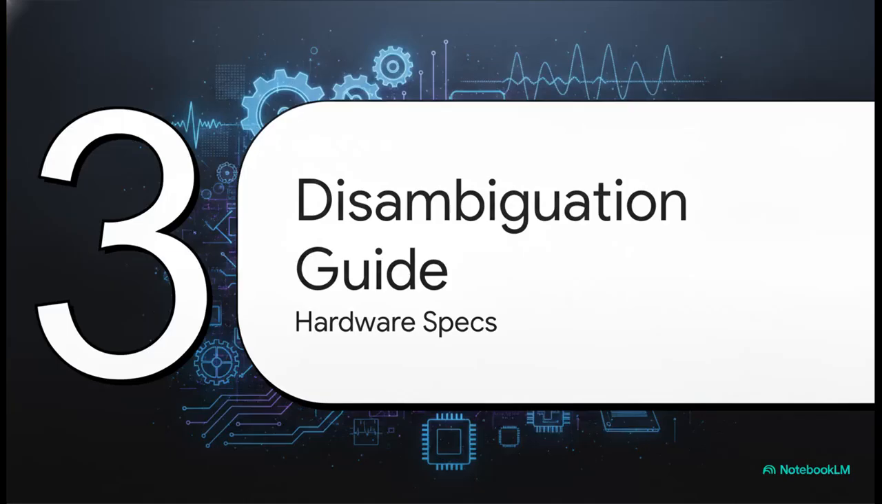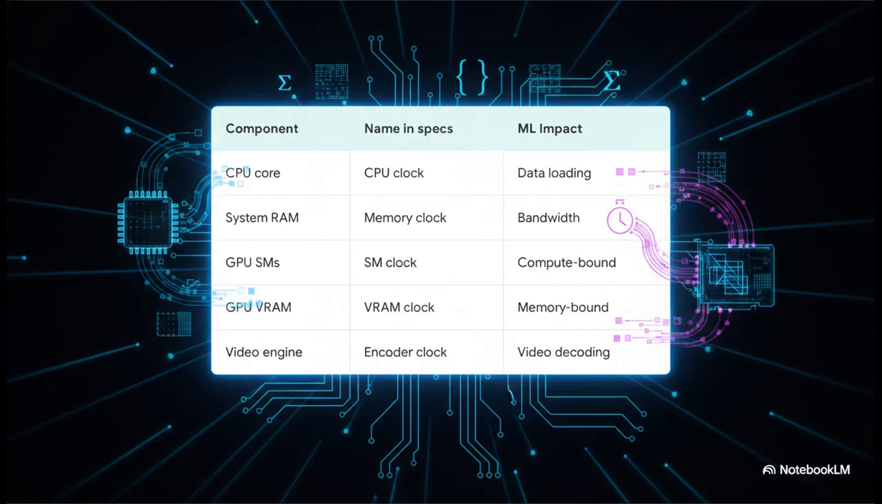Okay, here is the hardware disambiguation guide. Let's synthesize all these moving parts so you're never confused by a spec sheet again. Notice how perfectly these components divide the labor. The CPU core and system RAM handle data preparation and feeding. Inside the GPU, the compute cores and SM clock drive the heavy mathematical lifting, all those matrix ops. Meanwhile, the GPU VRAM clock dictates the data transfer speed. When you're reading specs, you've got to map the numbers directly to whatever the bottleneck is for your specific workload.